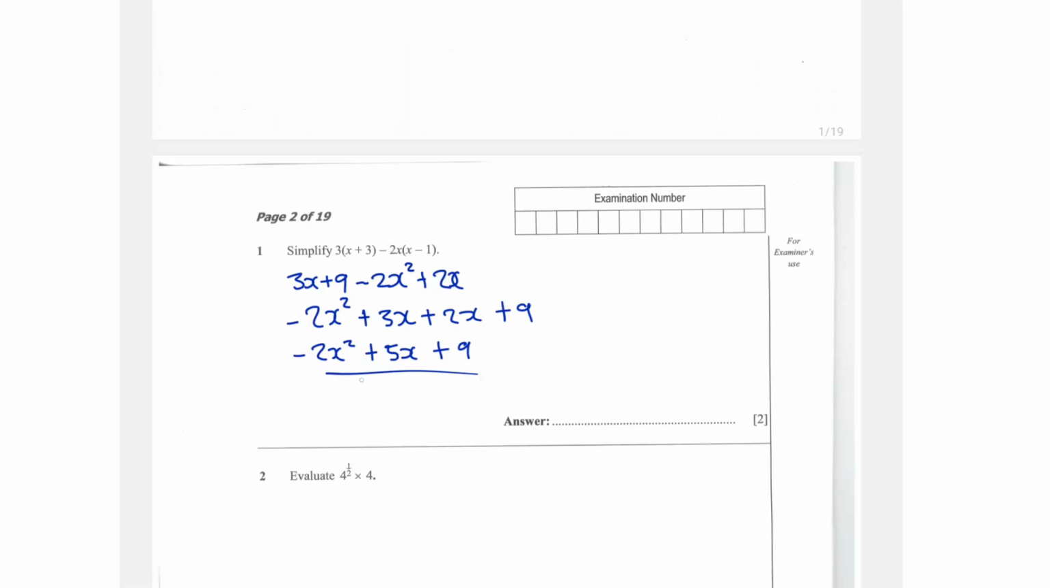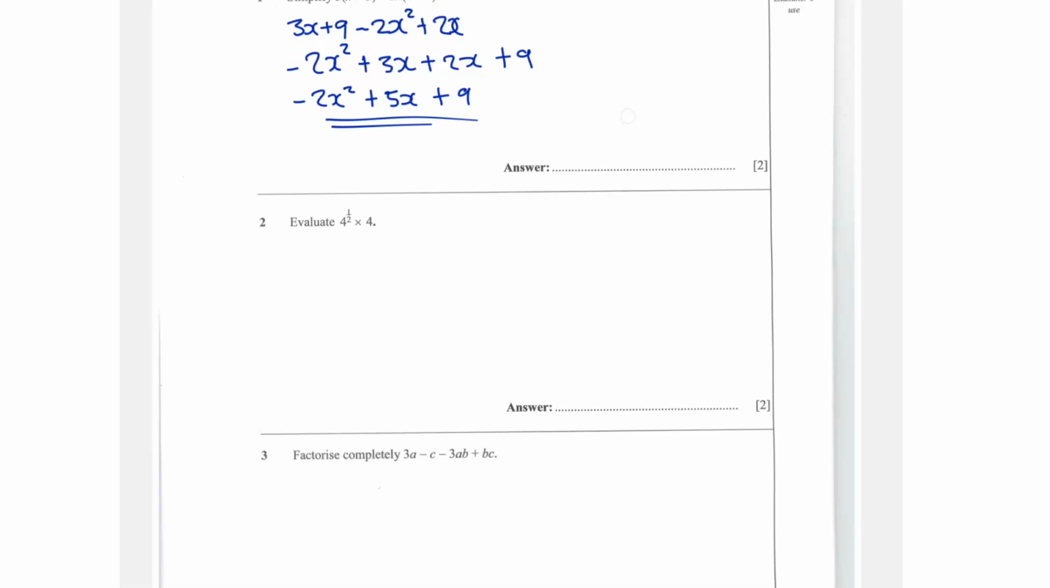So we have simplified this expression. We can now move on to another question.